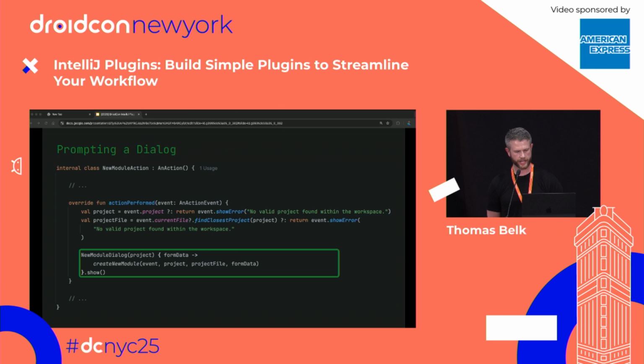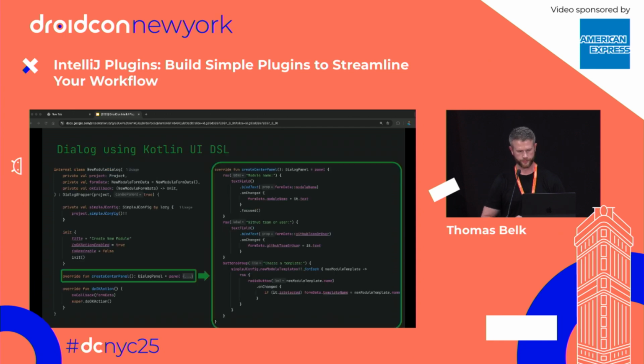Within the new module action's actionPerformed function, we're going to validate that we have non-null project and project file pointers. Something worth calling out is that the event.project will typically always return the root project present in the workspace, not the project closest to the event or the file that triggered the action. Now let's prompt a dialog for the user to fill out. We'll return to the create new action function in a second.